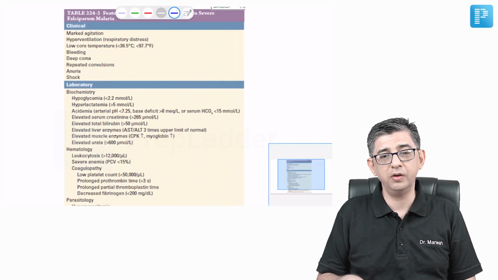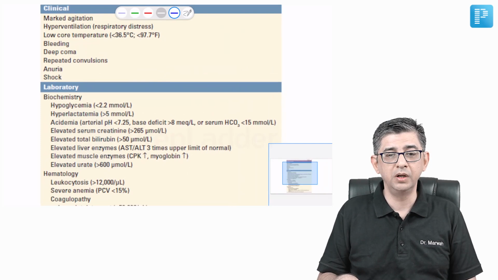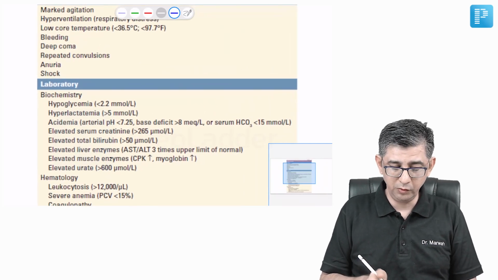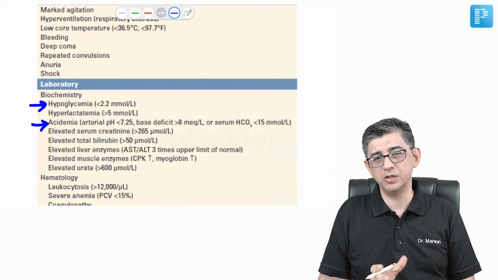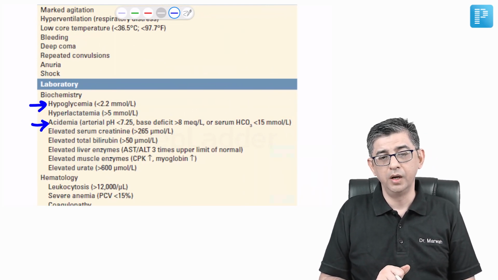There's a table in Harrison in which all these parameters are given. And as you can see, there would be metabolic acidosis that would be coming up. Hypoglycemia is primarily because of the high parasitemia component. So anyway, liver enzymes will also get affected.